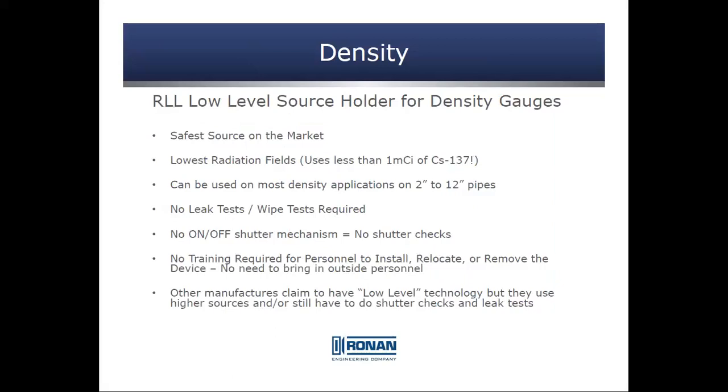There is a specific source that Ronan sells that no one else is able to sell. It's called the low-level source. In the U.S., these are the features and advantages. In other countries, this is not an advantage that can be sold. We can sell these, but you still have to have someone who is licensed, trained to deal with radiation.